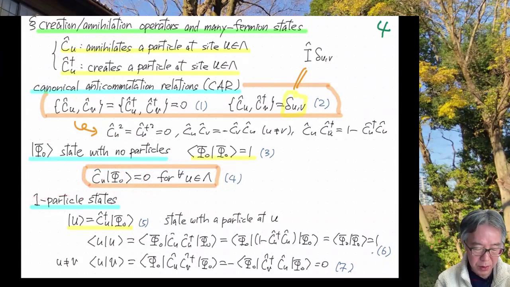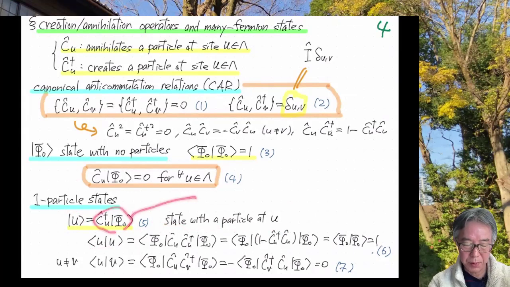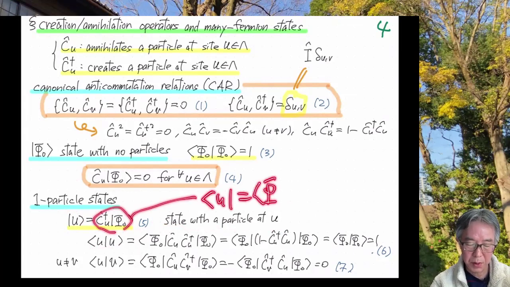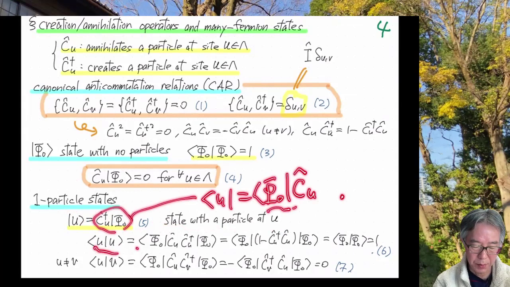So I just consider this combination. I operate C dot R on phi 0 and call this U. And we interpret this as a state with a single particle at site U. And now let's compute this inner product. From the usual rule, we see that this should be phi 0 bra CU. Okay, so by using this, this becomes this.